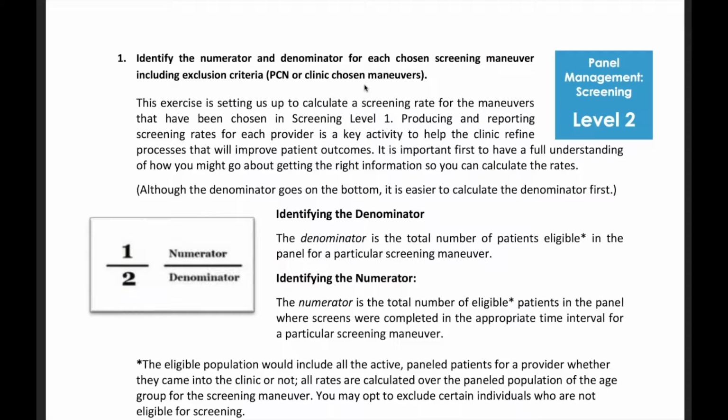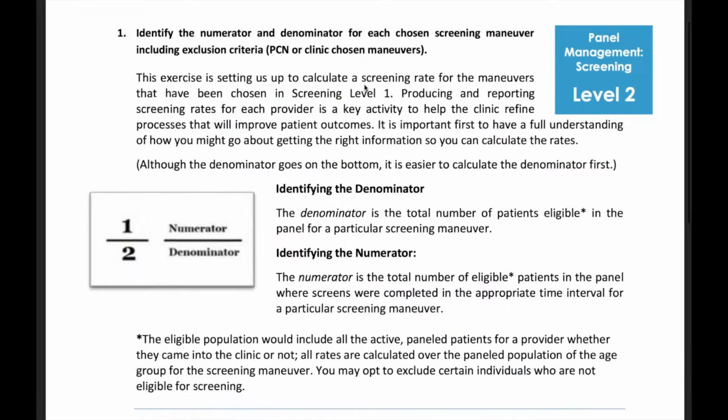Okay, so let's tackle screening level 2. So the first one is identify numerator and denominator for each chosen screening maneuver, including exclusion criteria, either determined by the clinic or even by the PCN. Okay, again, that might vary a little bit. So what we're meaning in this is that, do you know what a numerator is? Do you know what a denominator is?